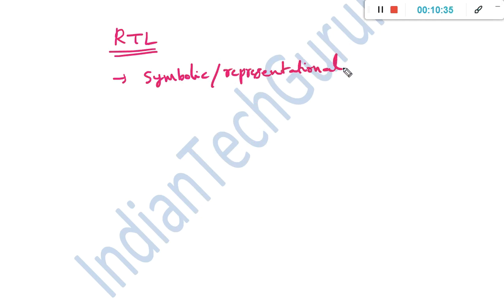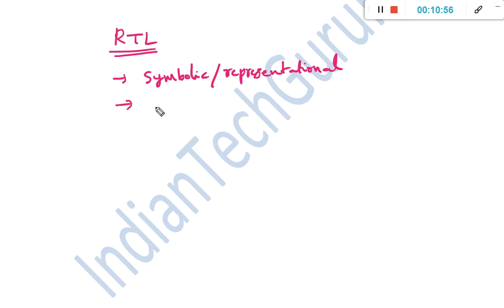What are the different properties of register transfer language? In short, we can say RTL, register transfer language. It is a symbolic language, or representational language. What does it mean? We are not going to execute this code. We are not going to execute register transfer language code like a programming language. Okay. So register transfer language is a convenient tool for describing the internal organization of digital computers.